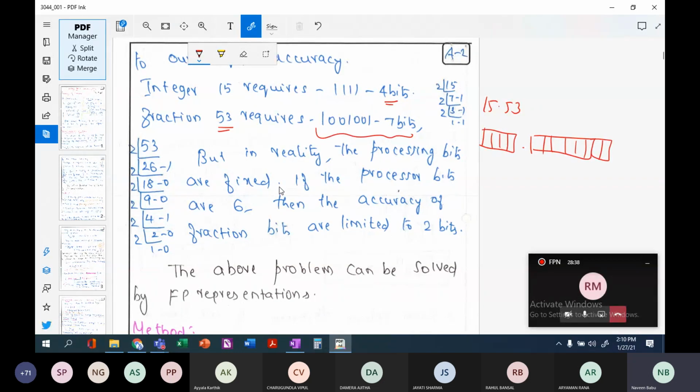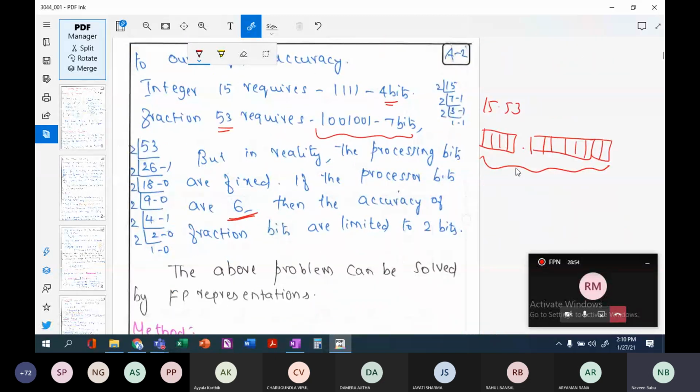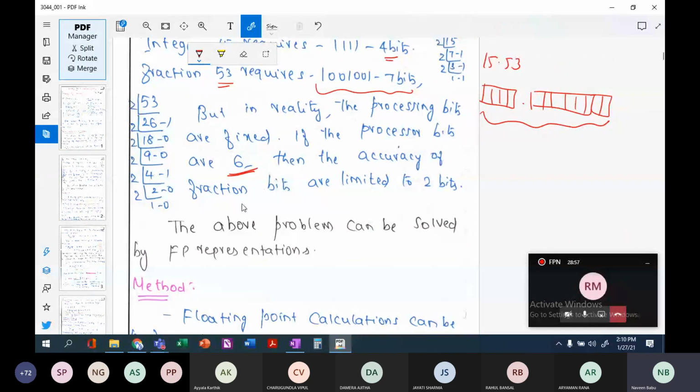But in reality, what will happen? The processing bits, that is this particular bit size, are of fixed size. If, for example, the processor is a 6-bit processor, you don't have a 6-bit processor practically, but you had 4-bit, 8-bit, 16-bit, etc. But just for saying, if your processor is a 6-bit processor, then the accuracy of this particular fractional part is limited to only 2 bits. What does it mean? It means that if my processor is a 6-bit processor, 1, 2, 3, 4, 5, and 6.